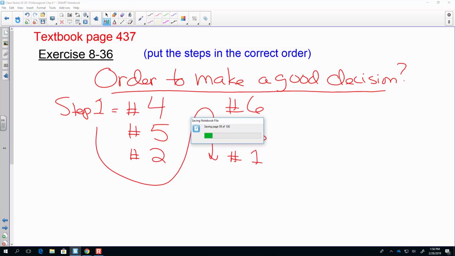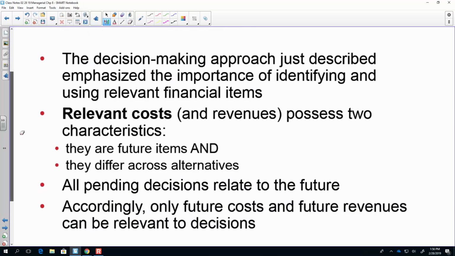Excellent. Not too tough. Relevant costs. Please know this definition. This is a multiple choice question right here. Currently I'm on page 399 of our book. How or what is a relevant cost? It has to be future related. That's number one. And they have to differ across alternatives. So in order to be a relevant cost, what we're trying to do is decide between two alternatives. What is the relevant cost in alternative one as opposed to two? In order to be relevant, they have to be future-oriented and differ between the two alternatives.